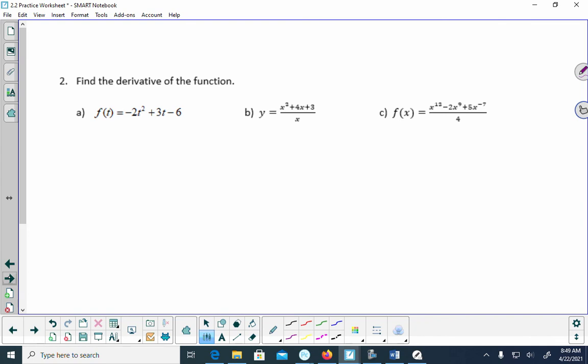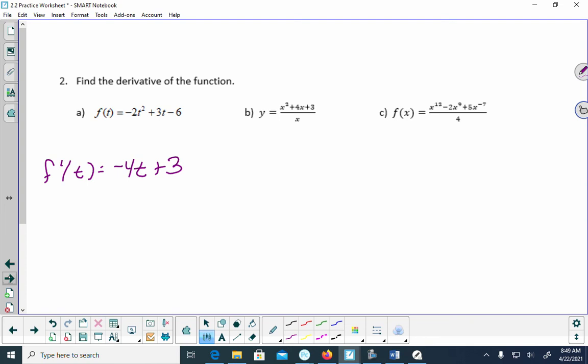It says find the derivative of the function. So when I have terms, remember I'm going term by term by term. So the derivative of negative 2t is going to be negative 4t. The derivative of 3t is just 3. The derivative of 6 will be 0, so I'm not going to write anything.